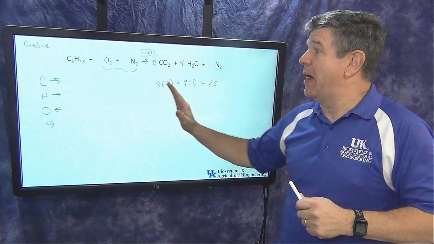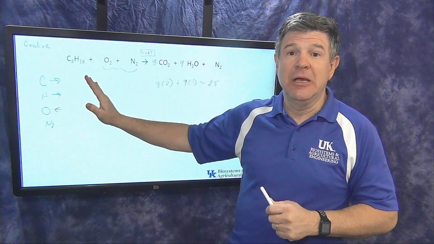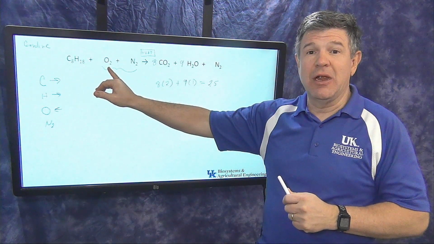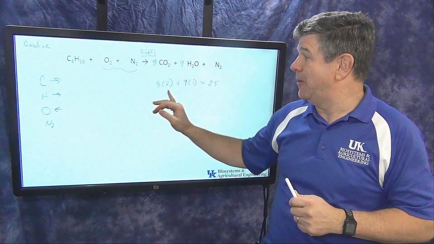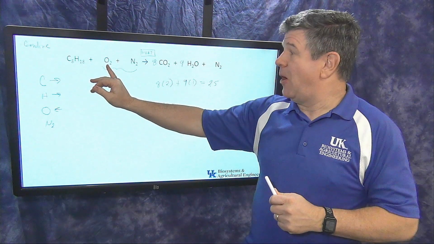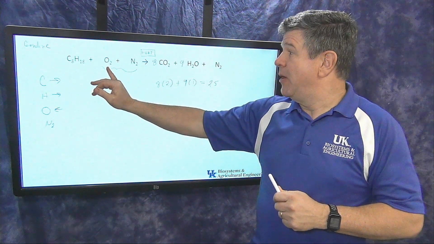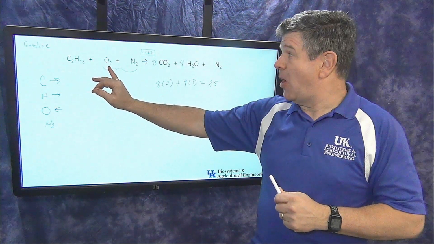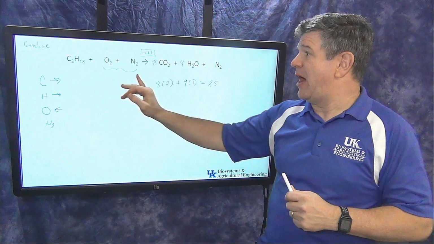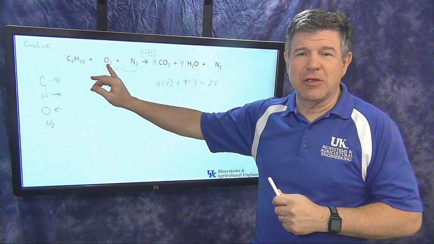So now I've got to go back to the left-hand side of the equation and ask, how many oxygens do I need over here to make this happen? So I need 25. In this particular reaction, that oxygen is all coming from the air. It's coming from these O2s. So I need 25. How many molecules do I need?